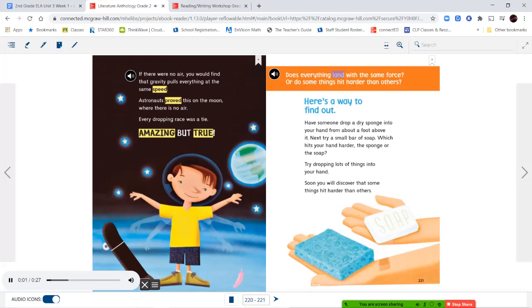Does everything land with the same force? Or do some things hit harder than others? Here's a way to find out. Have someone drop a dry sponge into your hand from about a foot above it. Next, try a small bar of soap. Which hits your hand harder, the sponge or the soap? Try dropping lots of things into your hand. Soon you will discover that some things hit harder than others.